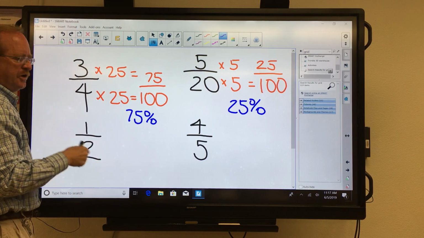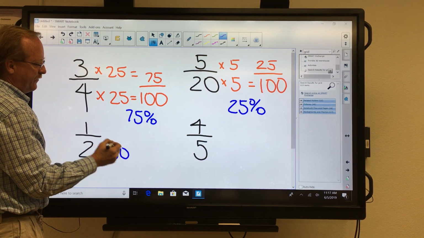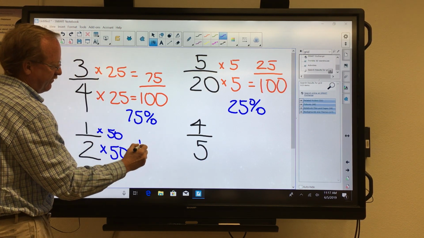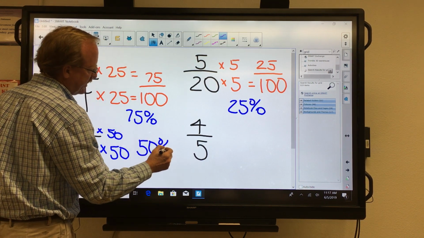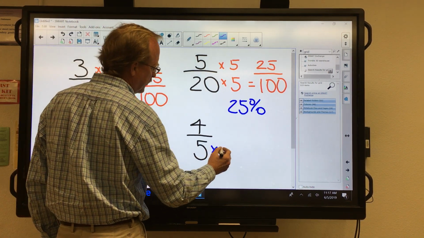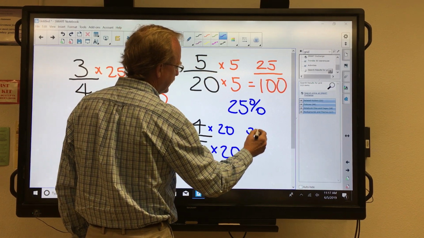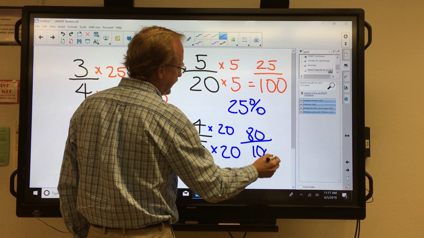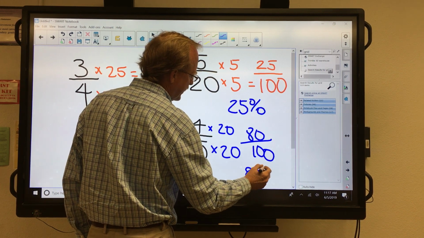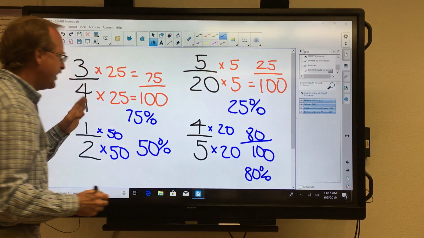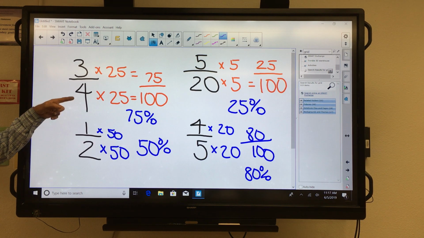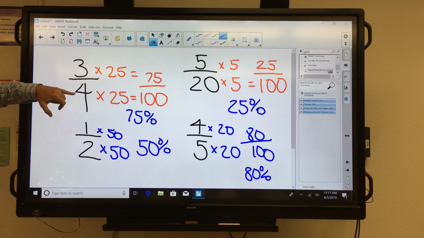We already did this one. You know what's coming here. 50, 50, 50%. And last but not least, I can multiply by 20. I can multiply by 20. Gives me 80 over 100. And that's 80%. So that's how you handle it if you have a fraction with a number that's not 100 on the bottom.